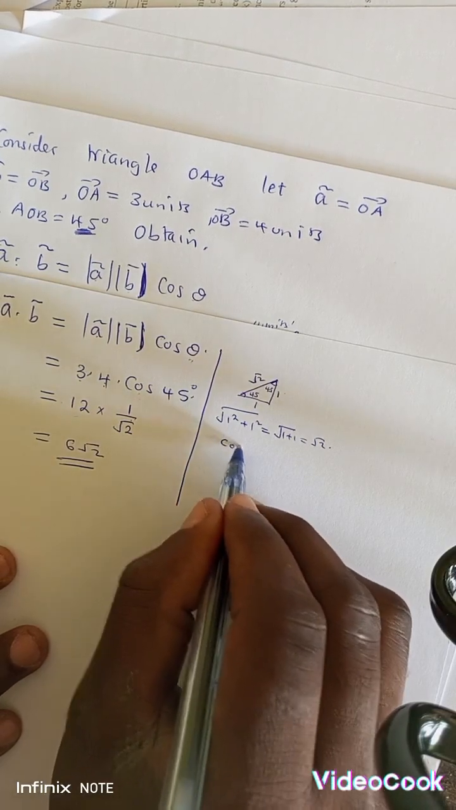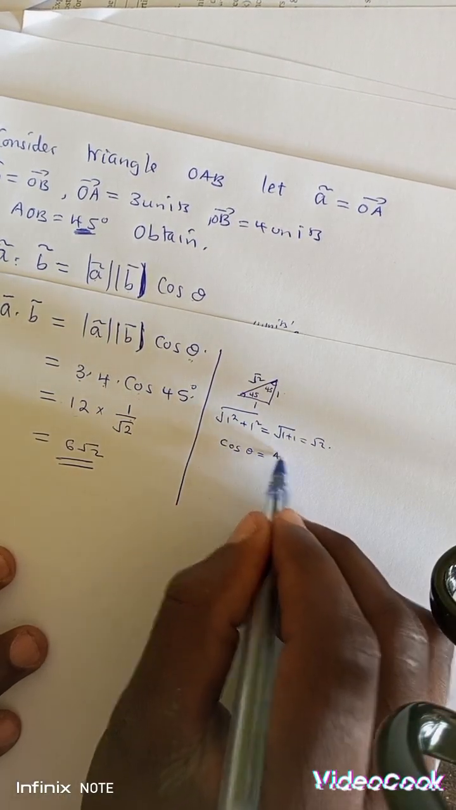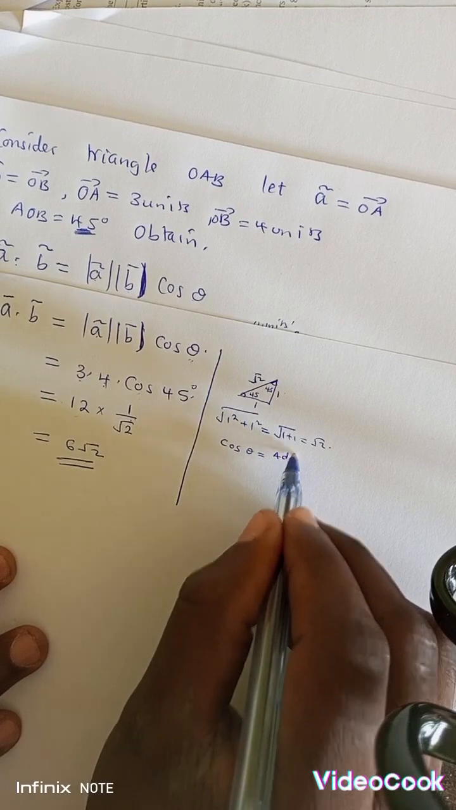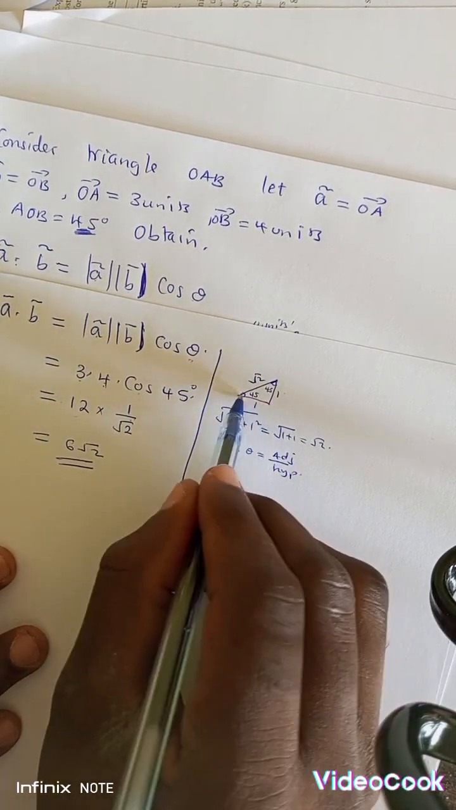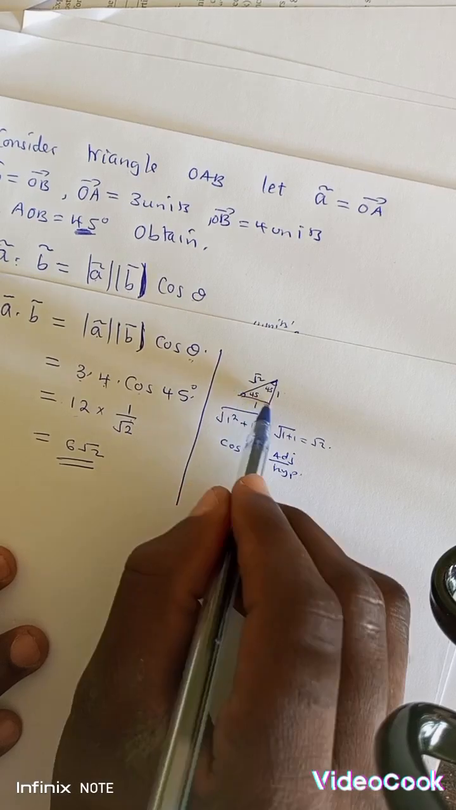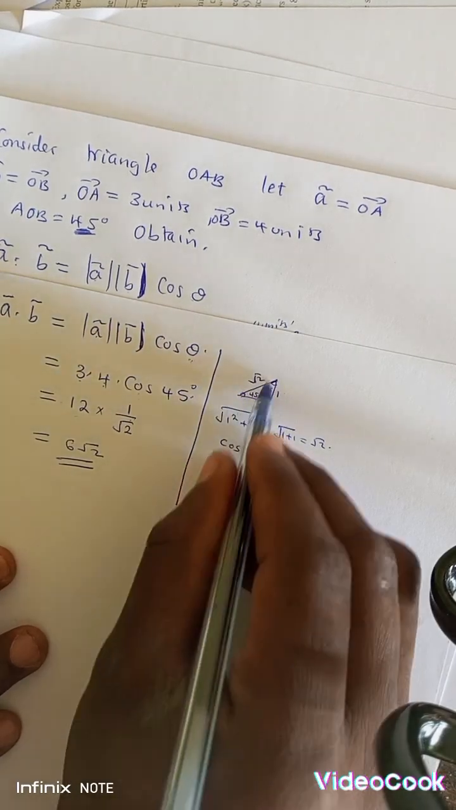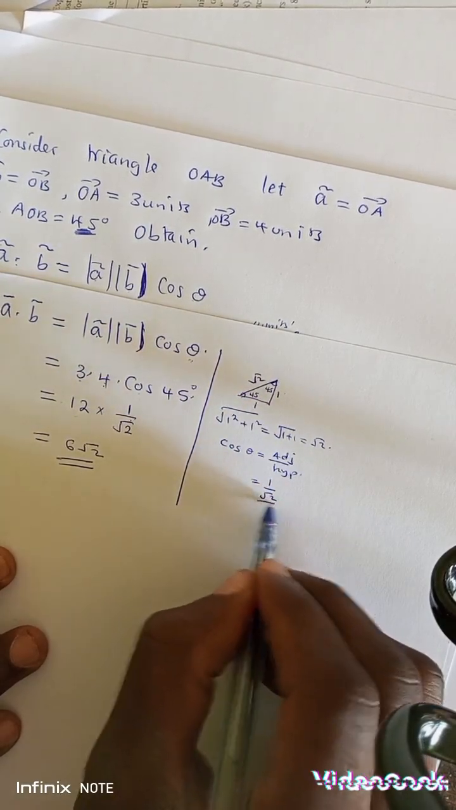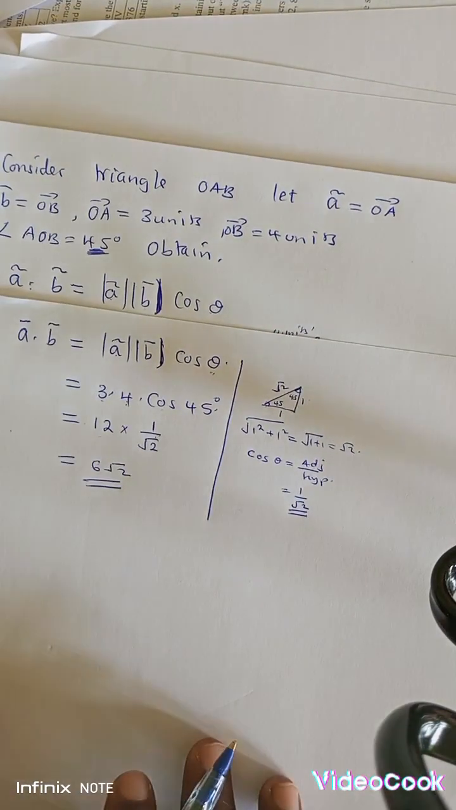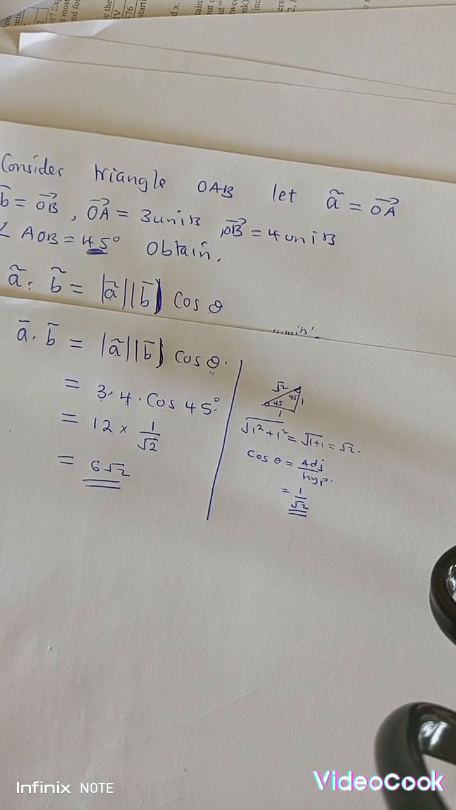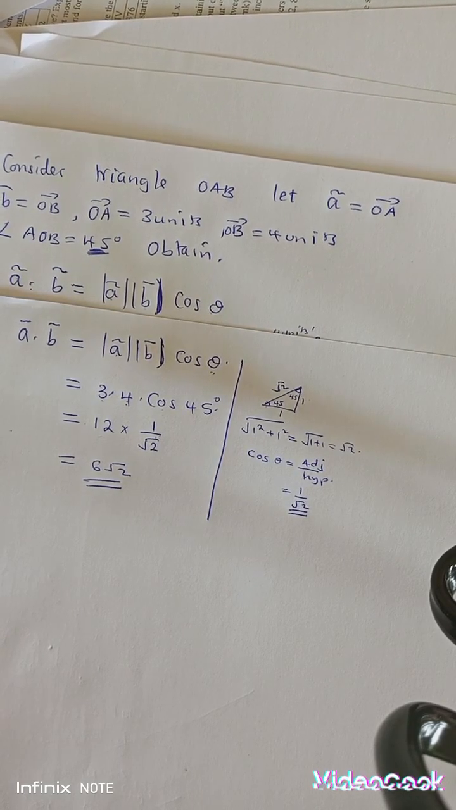So cos theta equals adjacent all over the hypotenuse. Now the adjacent of this angle, that is 45, its adjacent is 1, and its hypotenuse is root 2. So that is where we come up with cos 45 equals 1 over root 2.